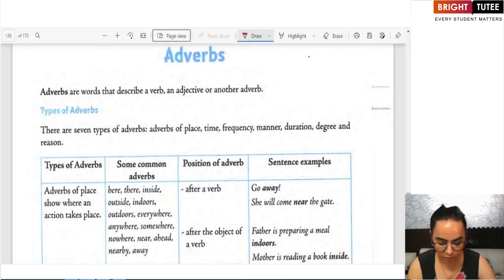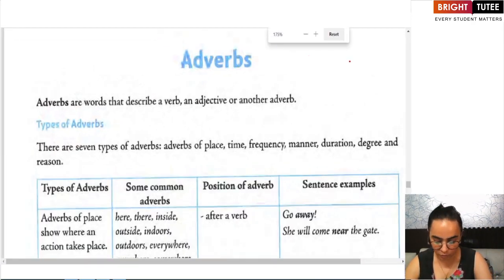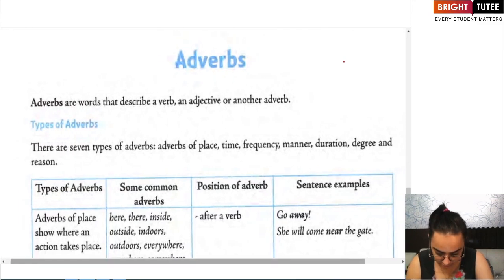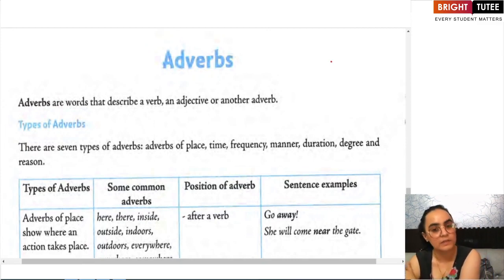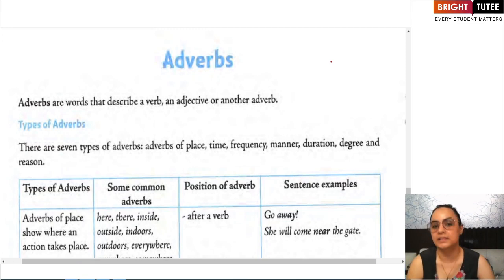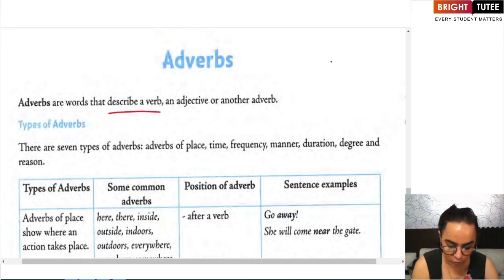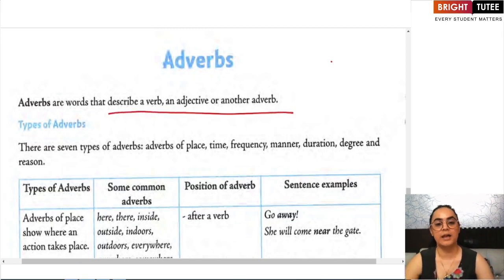First of all, what is an adverb? Adverbs are those words that describe a verb, an adjective, or another adverb in the sentence. So those words which help in describing a verb, an adjective, or another adverb in the sentence are known as adverbs. Now, adverbs are of different types.